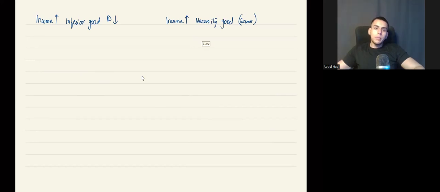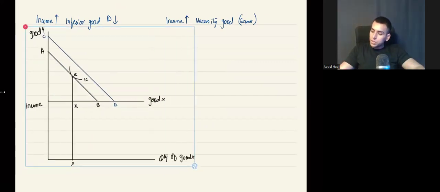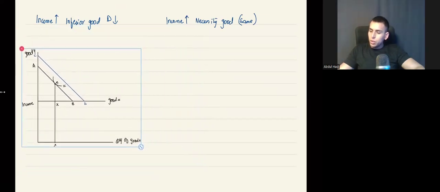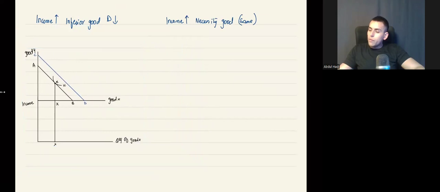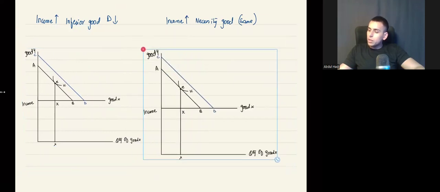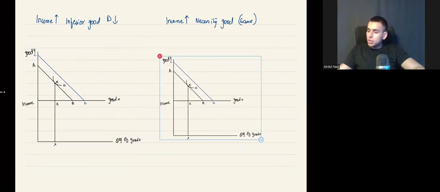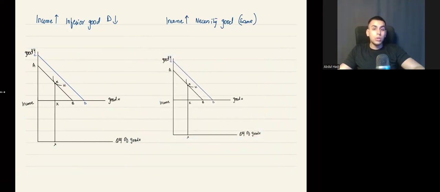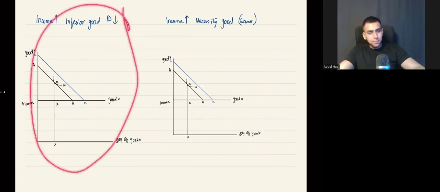It doesn't matter if the nature is the same. All right, let's draw the diagram. Like I told you, the shift will always be to the right if your income level is rising, because the budget line represents your purchasing power, not the nature of that good. So this is the diagram.